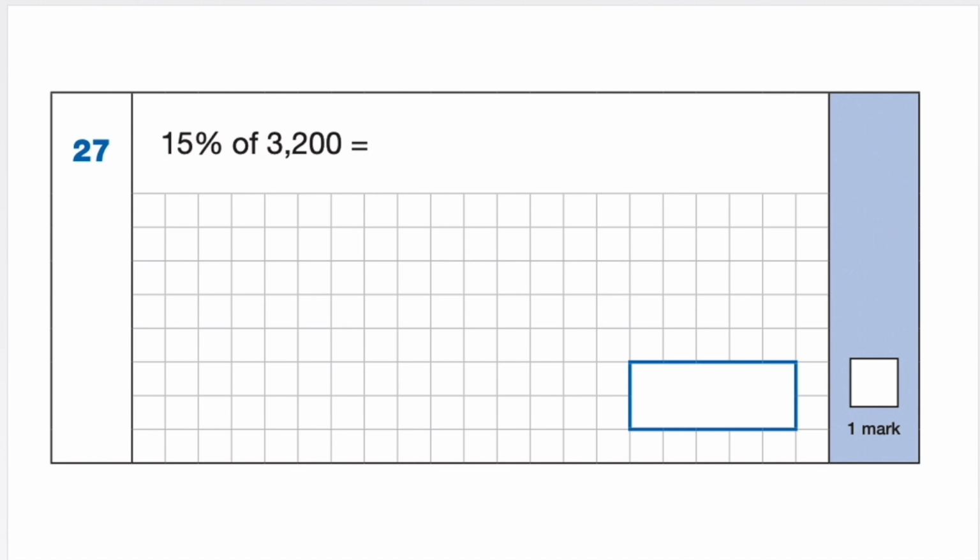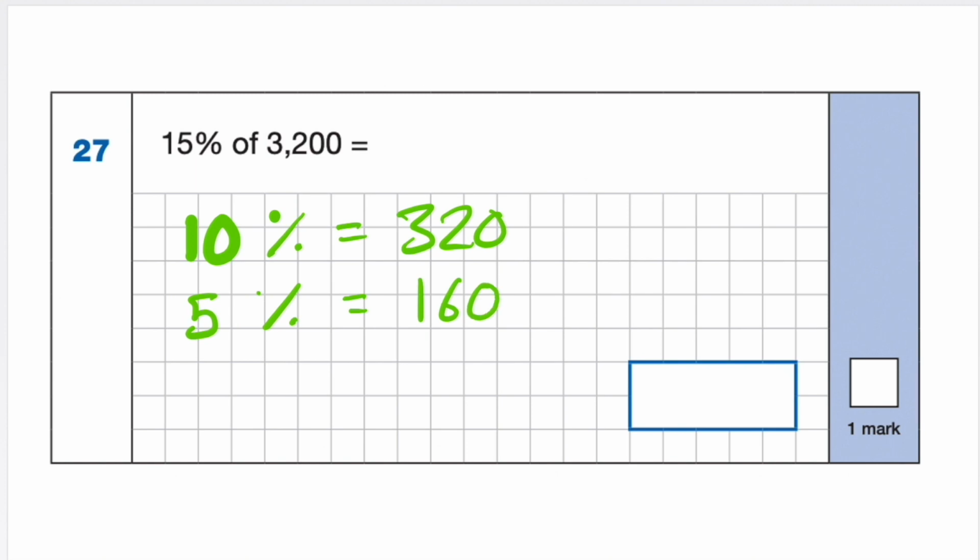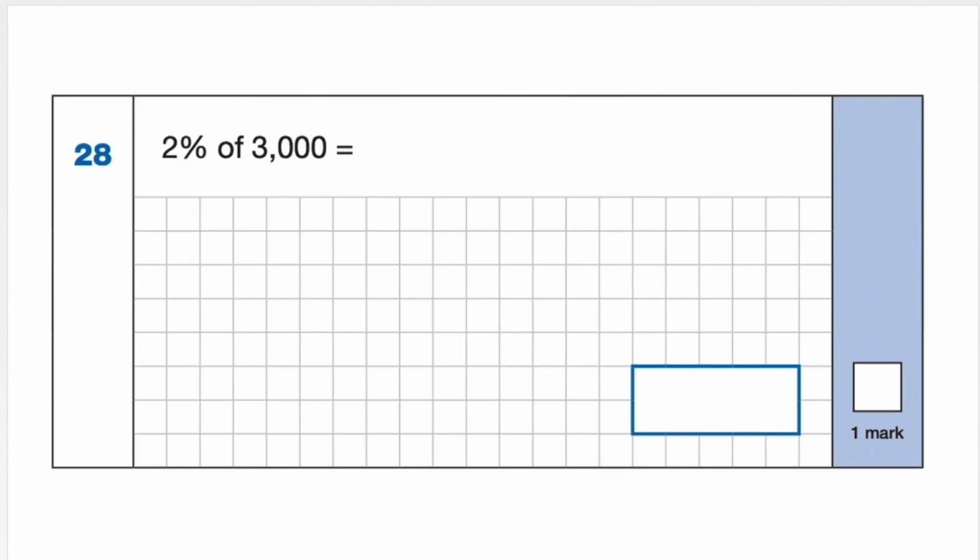Okay, 15% of 3,200. Easiest way to do this is just find 10%, and 10% would be 320. But I wasn't looking for 10%, I need 15, so I'm going to find another 5%, which will then be half of that. Half of 320 is 160, and then simply add those two together because that will give me the 15, give me 0, 8, 4, so my answer is 480. Easy.